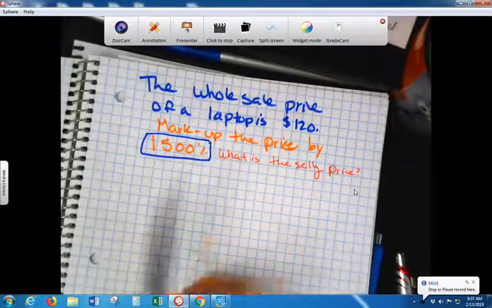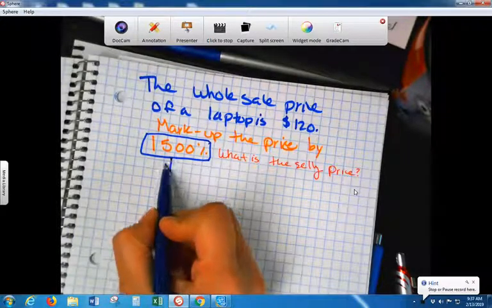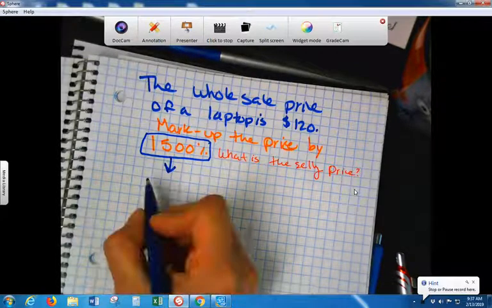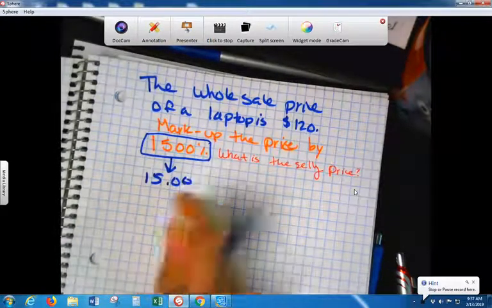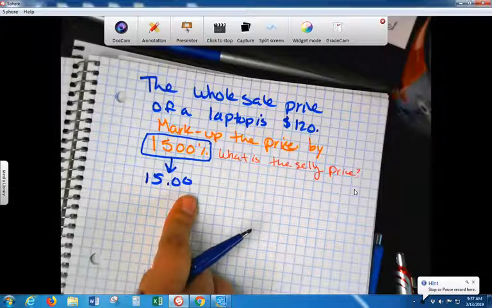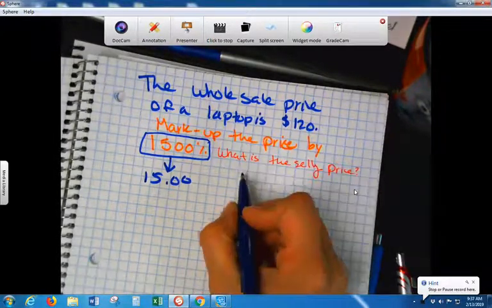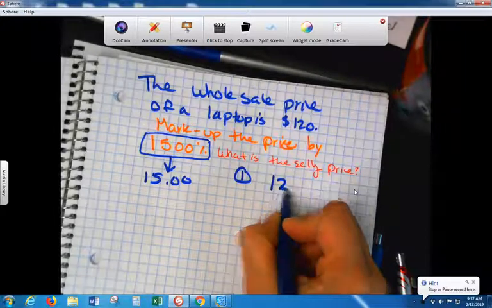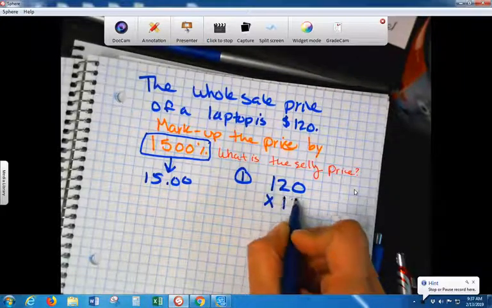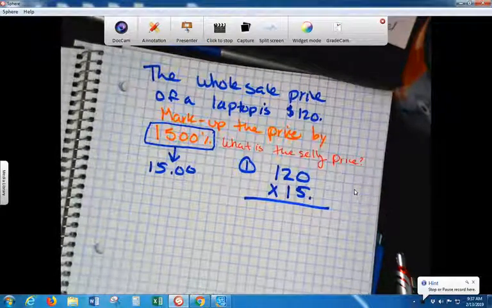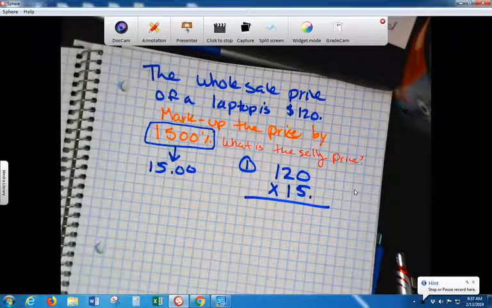1,500%. What is the decimal? 15.00. So when I multiply it, do I need these zeros? No. So actually, 120 times 15. The decimal's in the back.